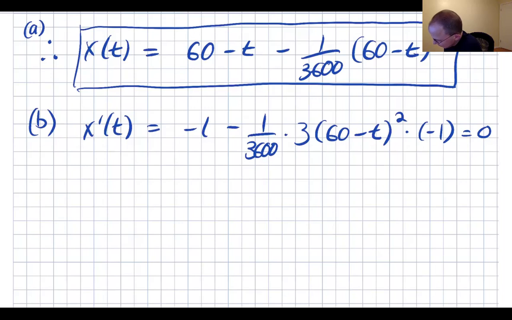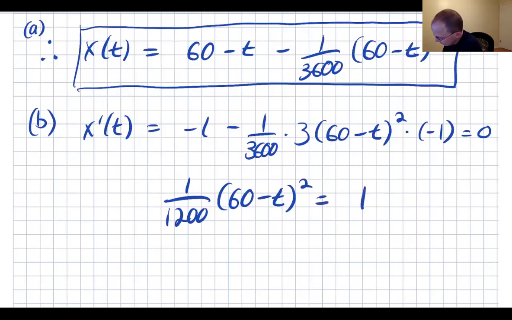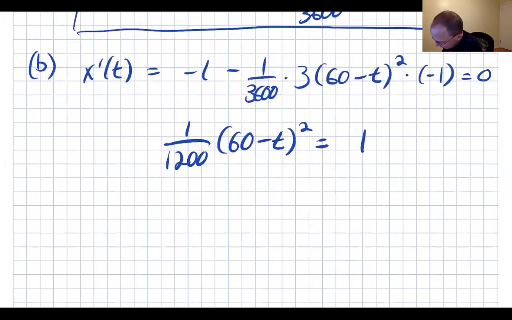Okay, so let's see. Oh, okay, so this negative will cancel this negative, so it'll be a positive, and I'll just move this guy over to the right-hand side. So that will give us 1 over 3,600. I guess it's 3 over 3,600. Oh, that'll simplify too. Let's do that. So that'll be 1 over 1,200 times (60 minus t) squared. And that will be equal to 1. Multiply both sides by 1,200.